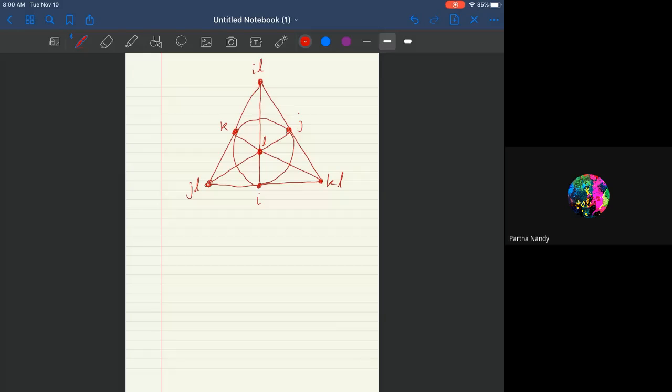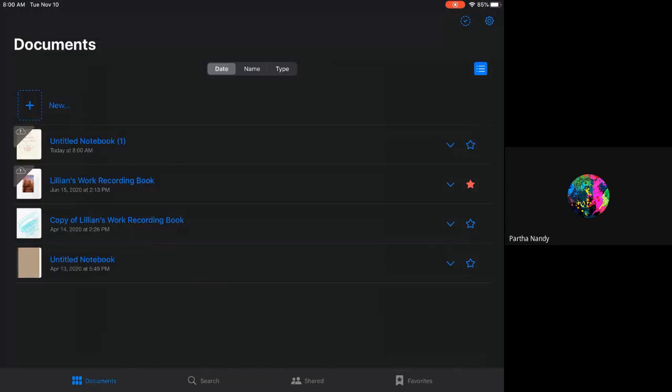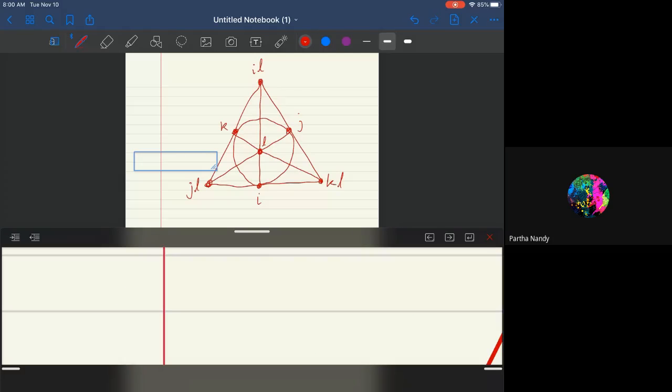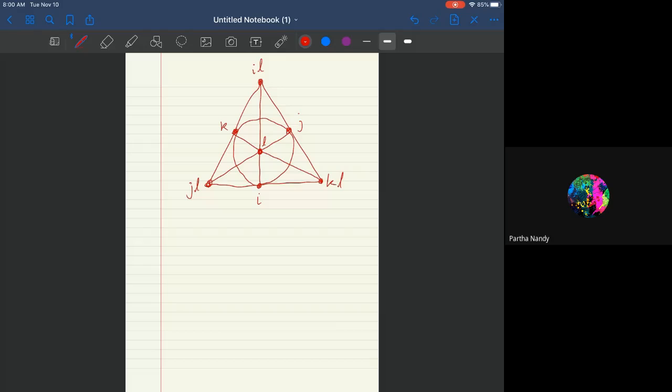There are also 7 lines, where any 3 dots lie on a line here. So the 7 lines are the 3 edges of the triangle, the 3 altitudes of the triangle, like this one, this one, and this one. And then we're going to count this circle as another line.